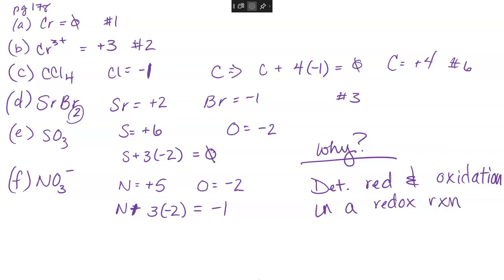So as a heads up, they will not explicitly ask you to balance an acidic or basic medium. They will not say do that. They will give you one in either, so you need to be familiar with it.